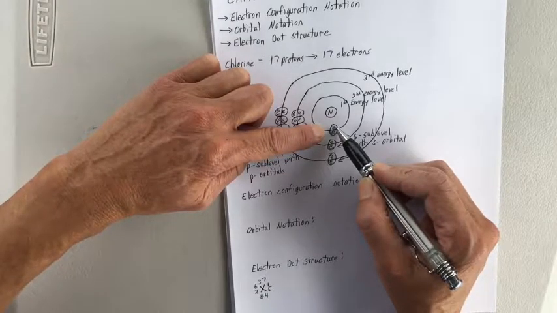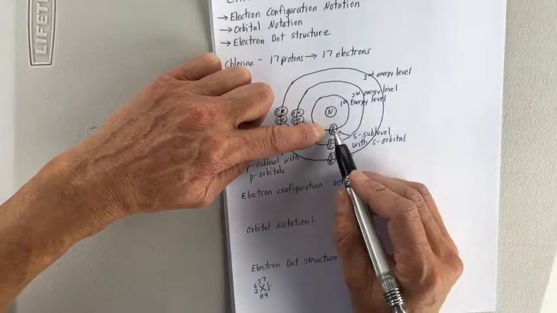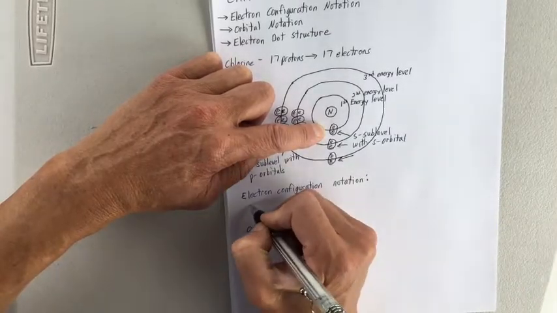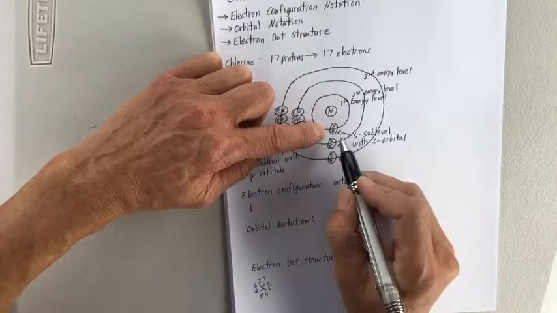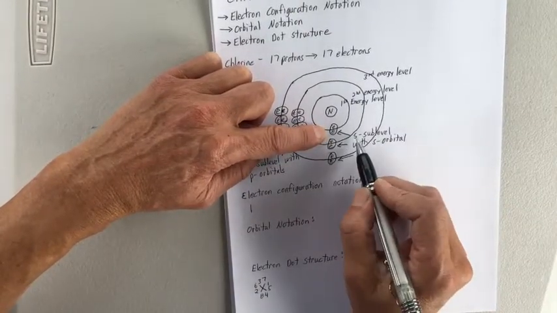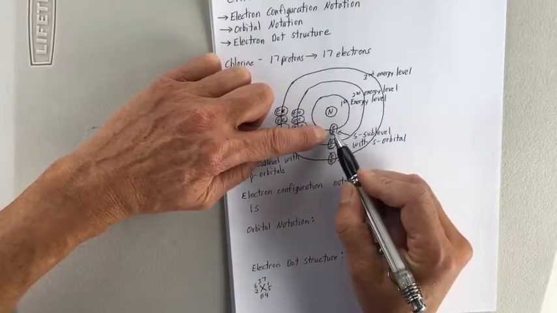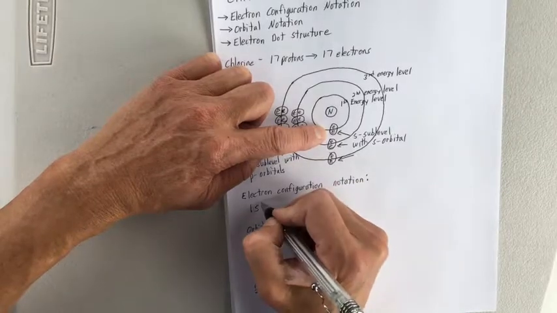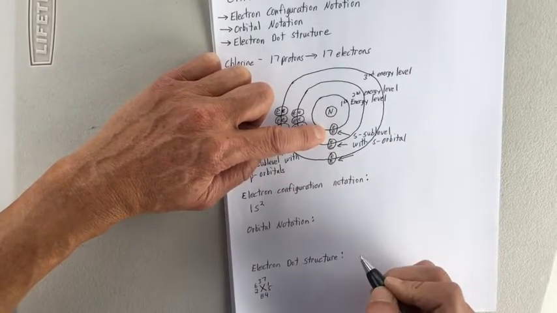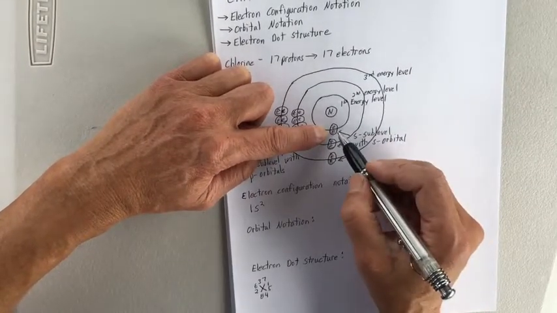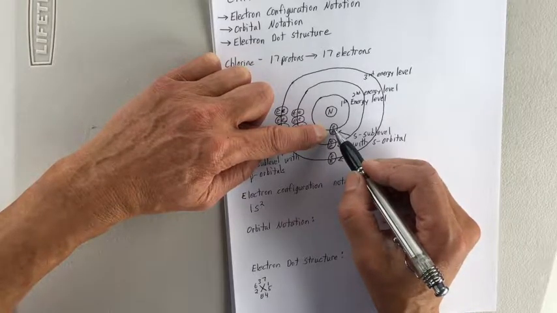What main energy level are they in? They're in the first energy level, so you put a 1 on your paper. What sublevel are they in? They're in the S sublevel, so you put an S. And how many electrons are there? There are 2 of them, so as a superscript, you put a 2. That takes care of these 2 electrons in the first energy level.